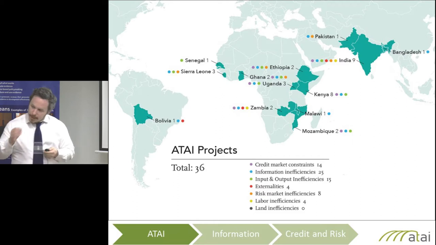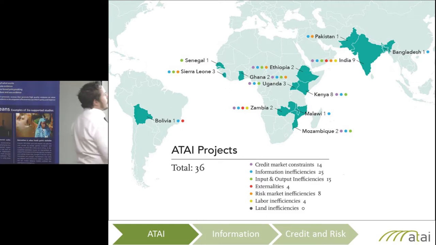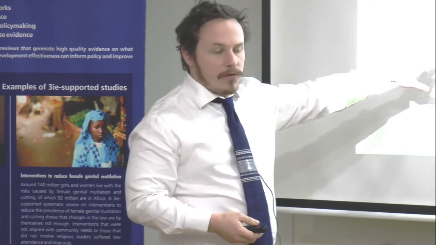And just clarification, yep. These are mutually exclusive categories? No, not at all. A research project, as you can see, these numbers don't sum up to 36. So we have 36 projects all around the world, and they can investigate multiple channels. And most of the time they do. No, I meant the categories. I know that they don't add up, but credit market could be an input, but it's separate from an input market as well.